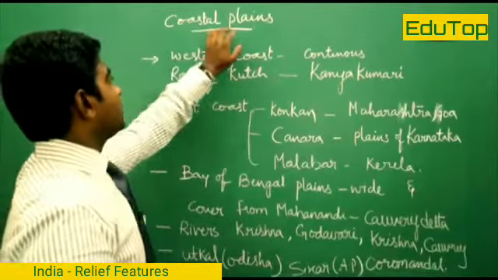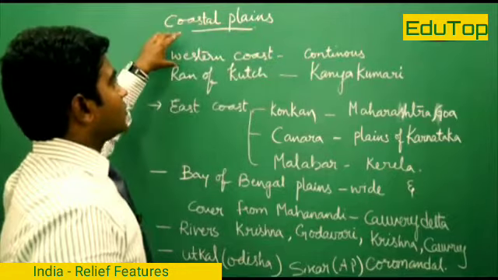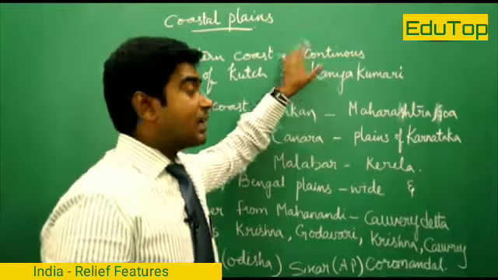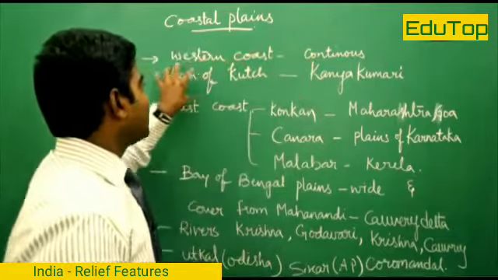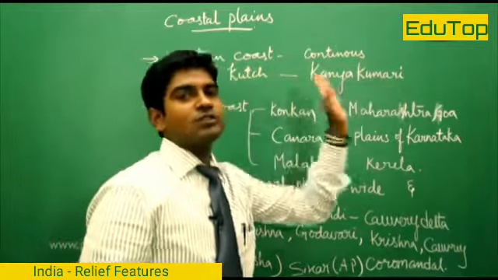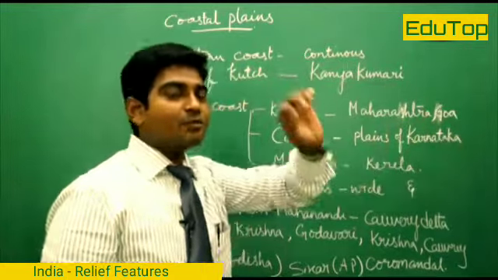Now coming to the coastal plains, we have again divided the coastal plains, starting with the western coast. The western coast, as we have discussed with the Western Ghats, is continuous, running from the Rann of Kutch in Gujarat towards Kanyakumari, covering continuously without any major gaps or breaks.